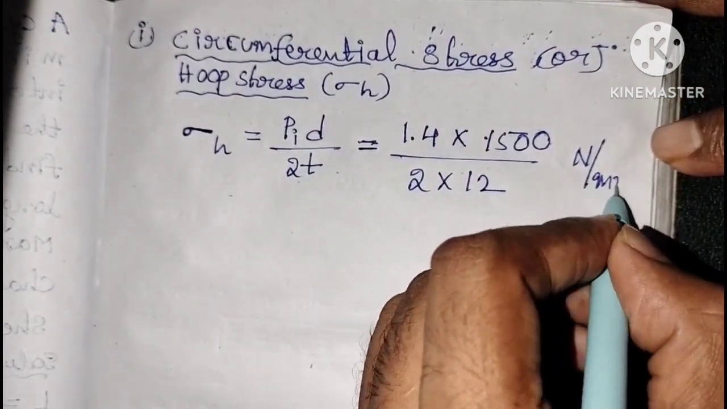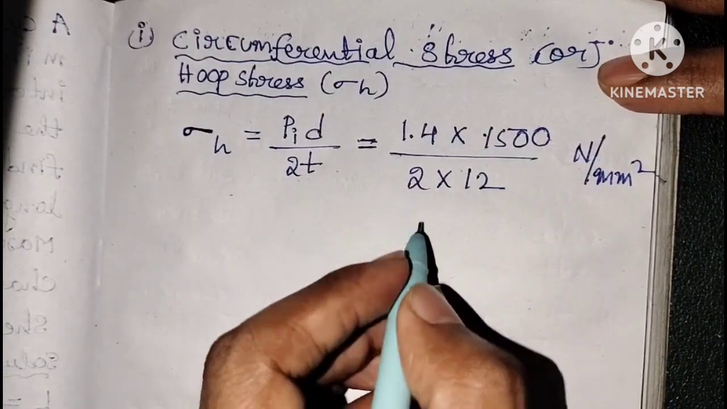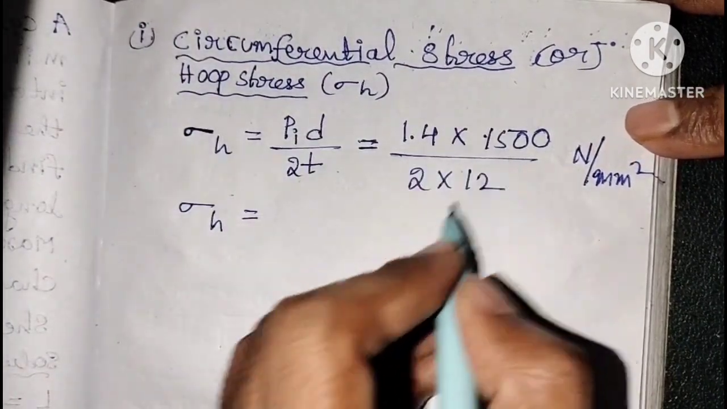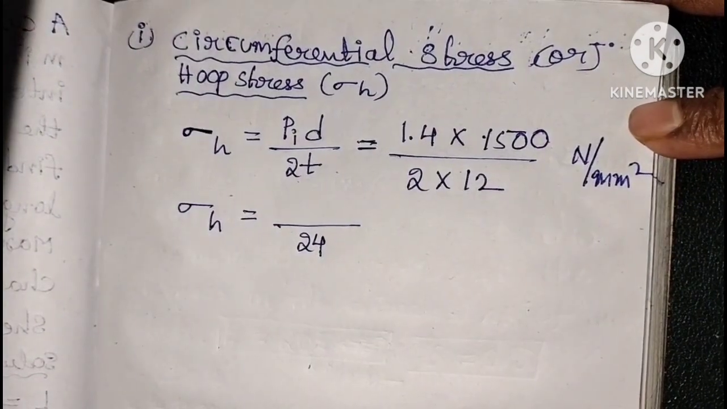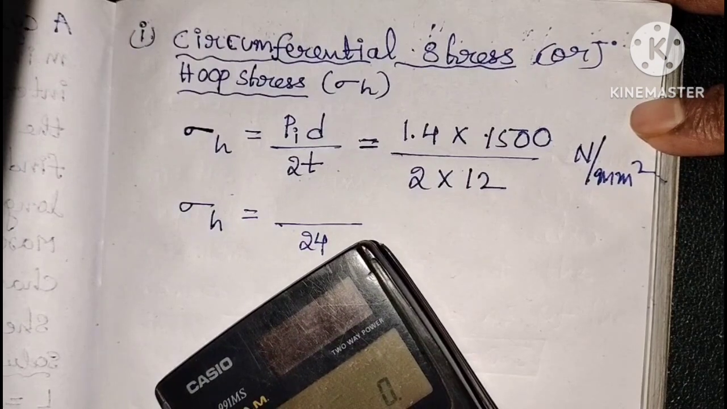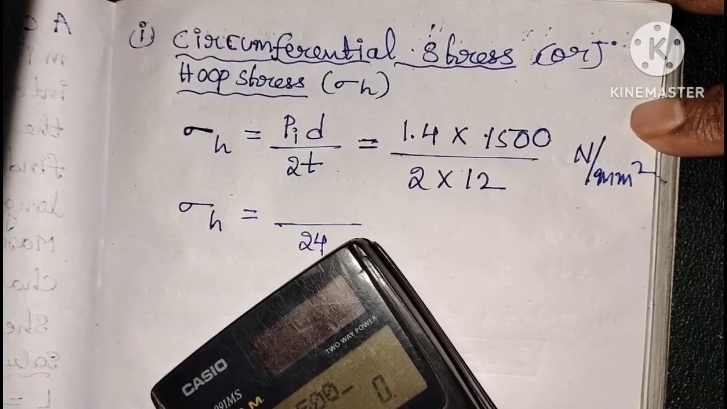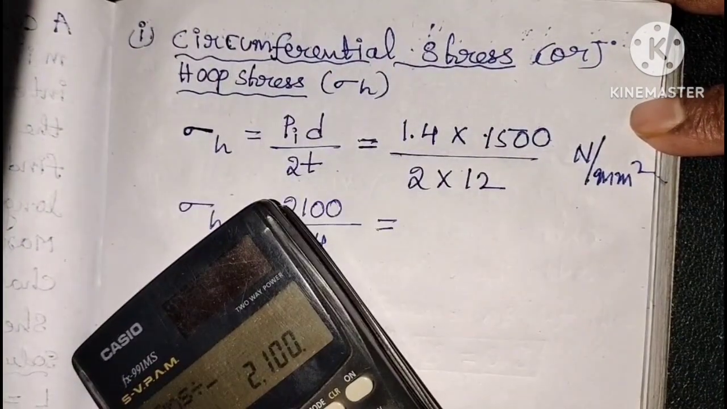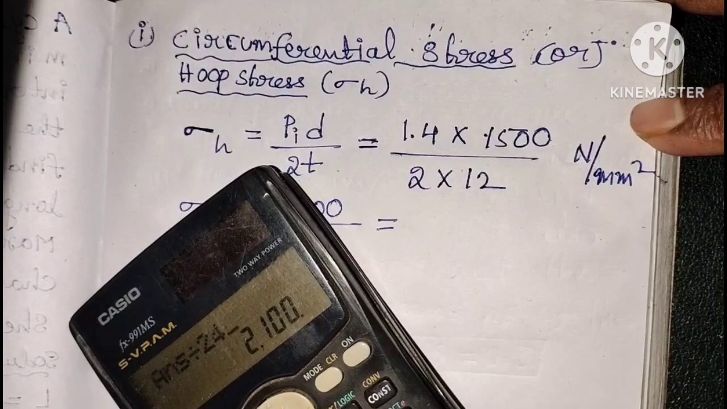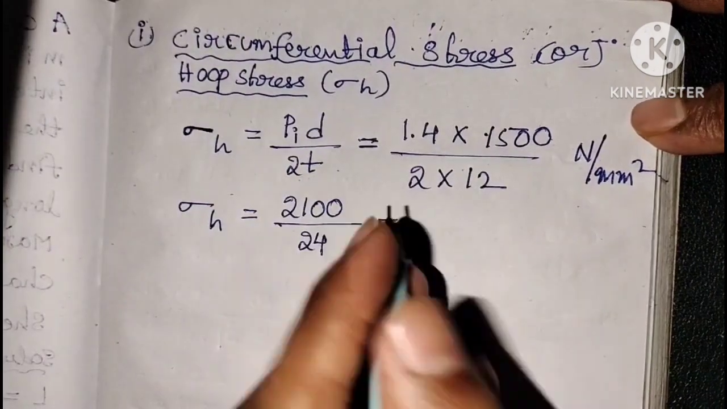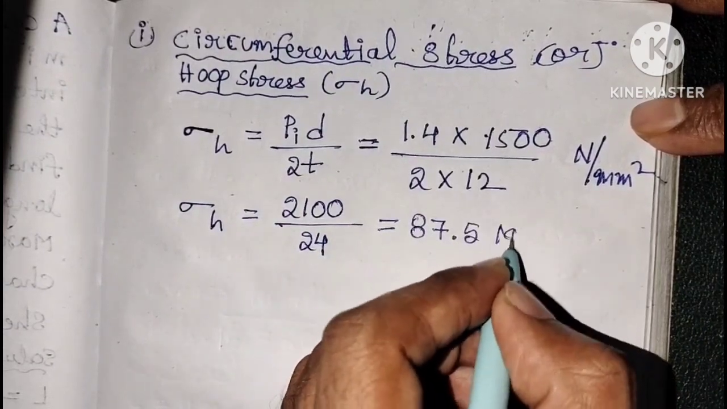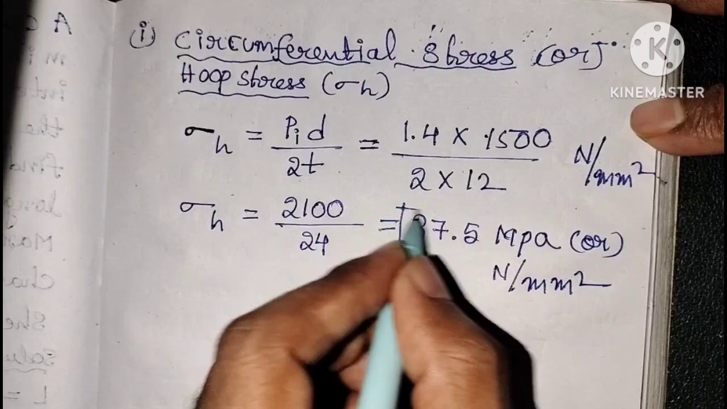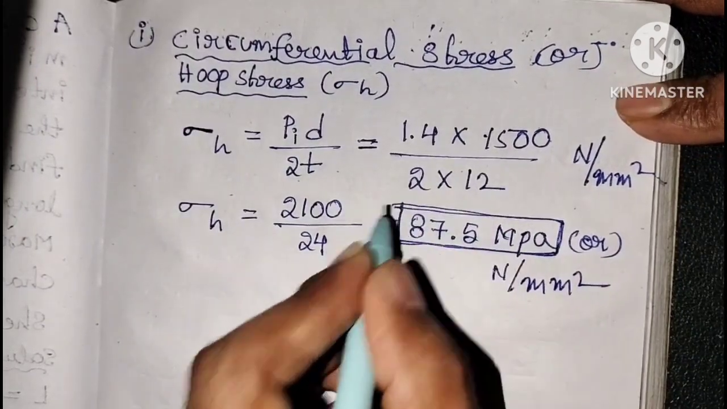So hoop stress units are newton per mm square. Let us simplify this. Sigma h is equal to 1.4 into 1500 by 2 twelves are 24. So 1.4 into 1500, I got 2100. So 2100 divided by 24, you will get 87.5 megapascals or newton per mm square. So this is the circumferential stress experienced by the thin cylinder.